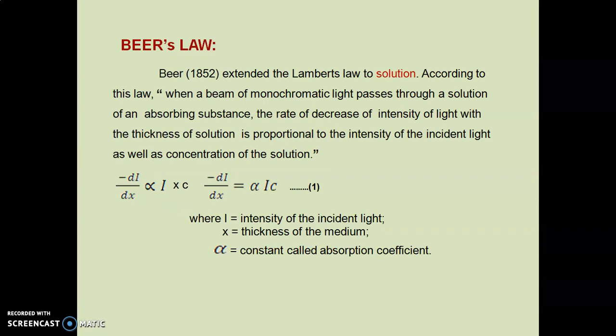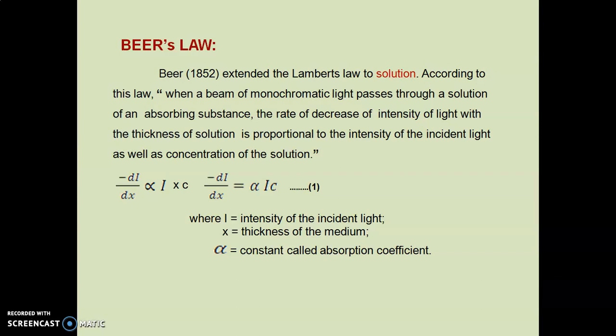Beer in the year 1852 extended Lambert's law to solutions. According to this law, when a beam of monochromatic light passes through a solution of an absorbing substance, the rate of decrease of intensity of light with the thickness of the solution is proportional to the intensity of the incident light as well as the concentration of the solution. So Beer's law is applicable to solutions. The law can be written mathematically as minus dI by dx is directly proportional to the intensity of the incident light as well as the concentration, that is C, of the solution.